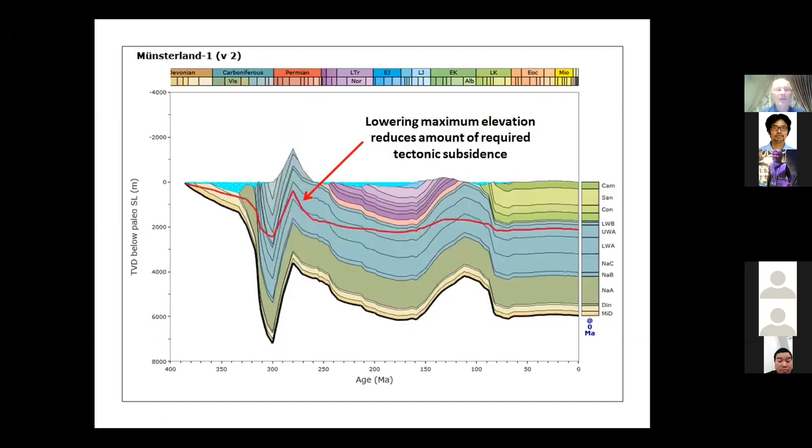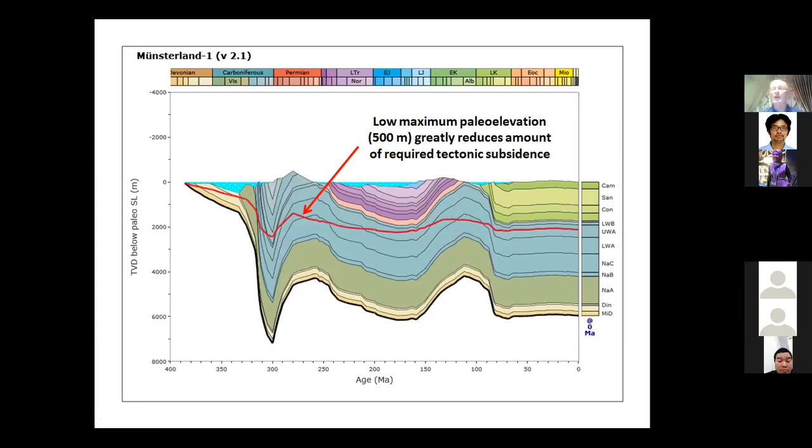I said, I think those mountains may be too high. If we can make the mountains lower, then we don't need as much tectonic subsidence either. So I reduced the maximum elevation from 3,000 meters to about 1,500 meters. And you see, it looks quite different. It's much lower, although it still has a significant mountain. If I lower it to 500 meters, I don't have to do much tectonic subsidence at all to get this.